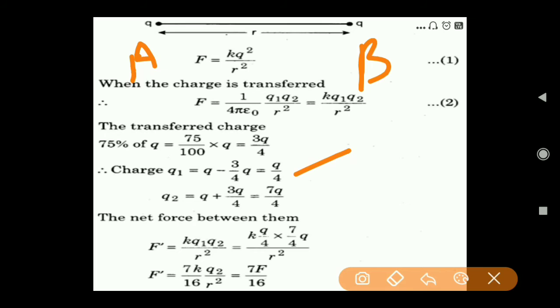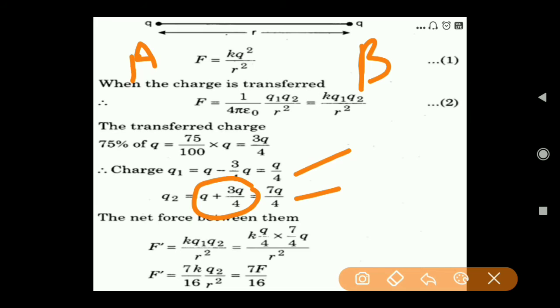And this amount is given to ball B. Initially, ball B has a charge of Q. Now 75% of the charge is added. 75% means 3 by 4 of the value. So here Q2 becomes Q plus 3Q by 4. Initially the charge contained by ball B is Q and 75% is added now, so that becomes Q plus 3Q by 4. So for the second case, the value of the charge contained by ball B is 7Q by 4.